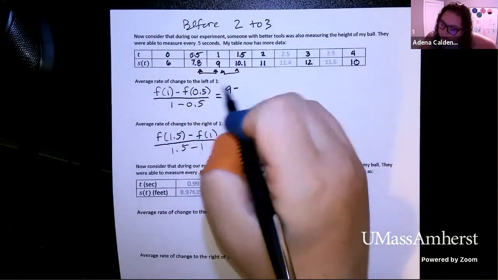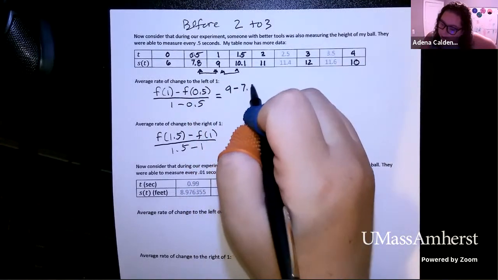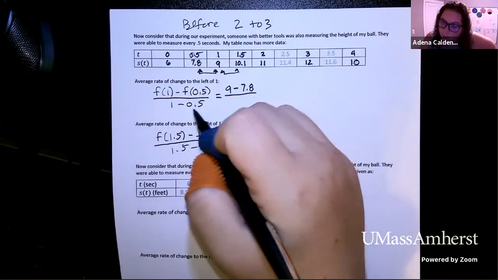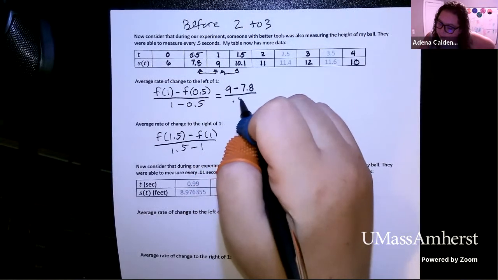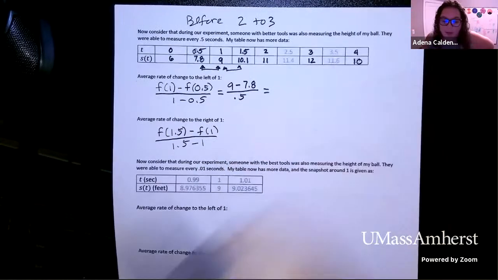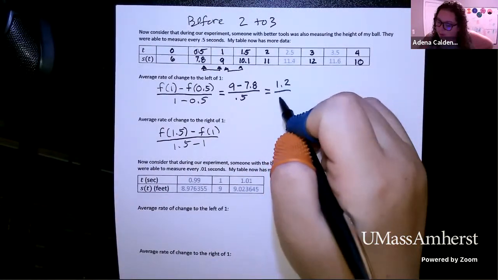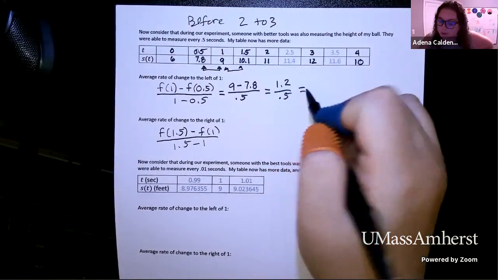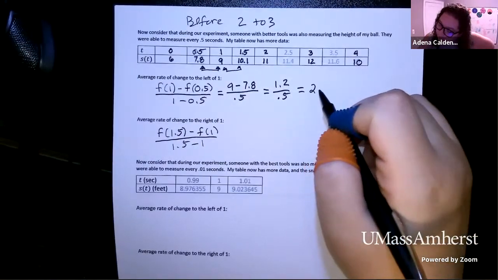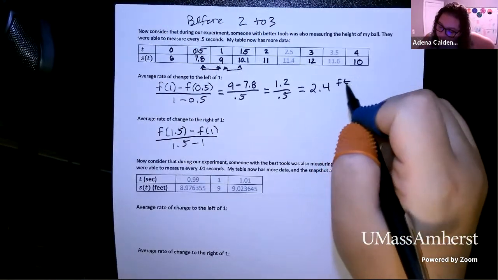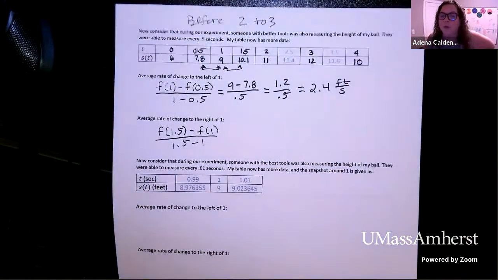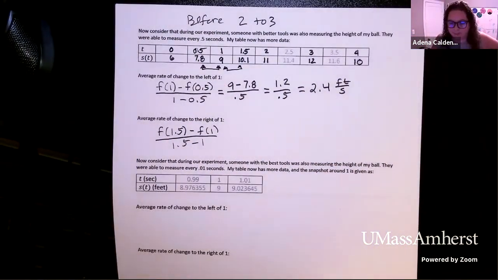So f of 1 is 9, f of 0.5 is 7.8. 1 minus 0.5 is 0.5. So that gives me 1.2 divided by 0.5, which is going to give me 2.4. And again, the units haven't changed. So that's 2.4 feet per second.